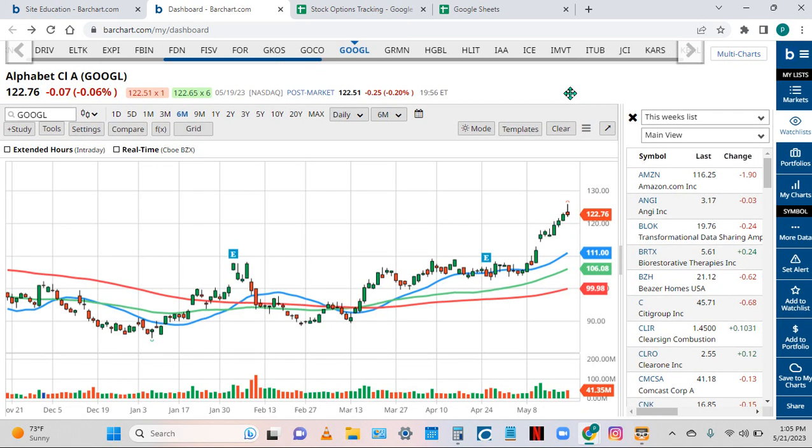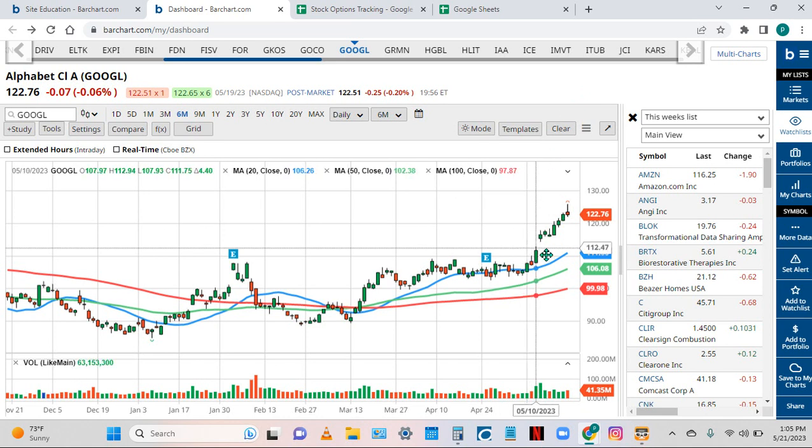Google continues to go higher. I believe it's getting extended. If I see a large day of selling in Google, for me, I would consider selling an option above the high as an income trade, or watch Google to see if it retraces somewhere down here to the 110, 111, 112 area, maybe.